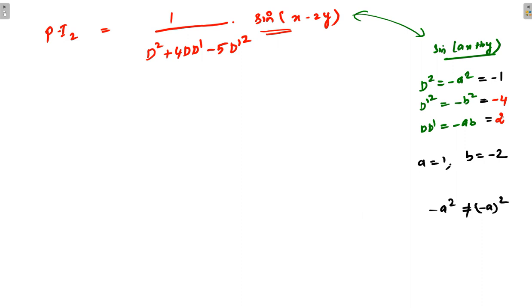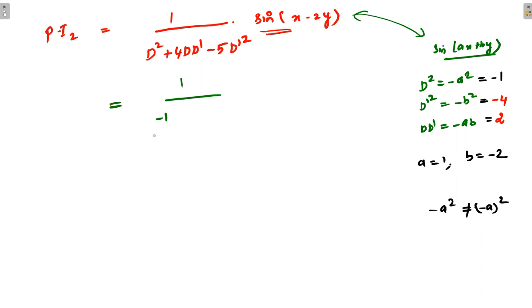So like this, you have to find out d dash square, d dash. Now after finding these results, try to substitute in this denominator. From that you may get 1 by d square equal to minus 1. So here I have substituted d square for minus 1.